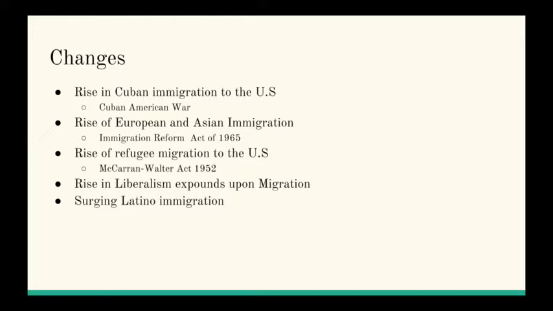A fourth change can be the rise in liberalism expounding upon immigration. An increase in liberal beliefs in both societal norms and government usually leads to an increase in immigration.